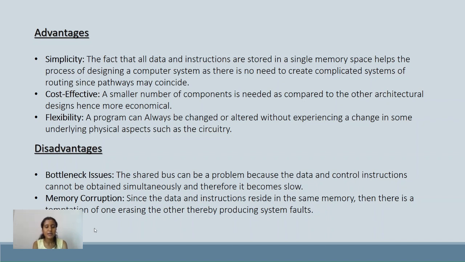The shared bus can be a problem because the data and control instructions cannot be obtained simultaneously, and therefore it becomes slow. Memory corruption. Since the data and instructions reside in the same memory, then there is a temptation of one erasing the other, thereby producing system faults.